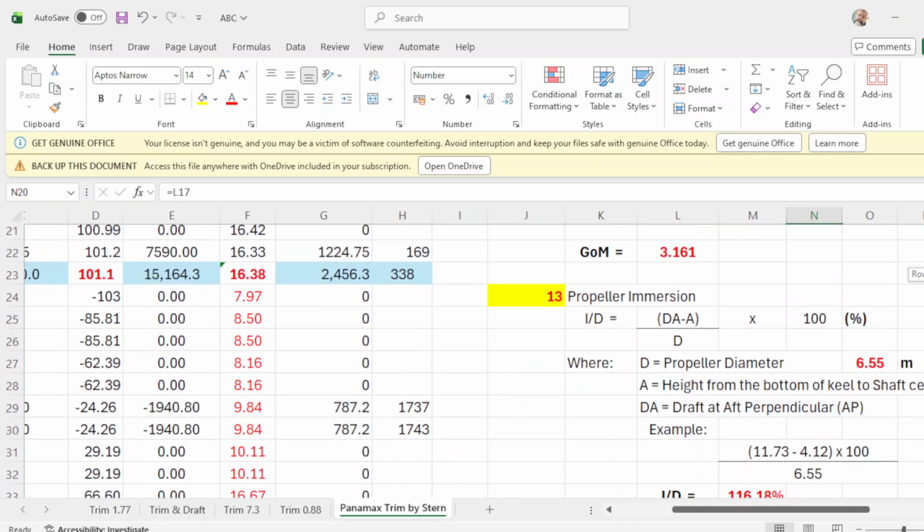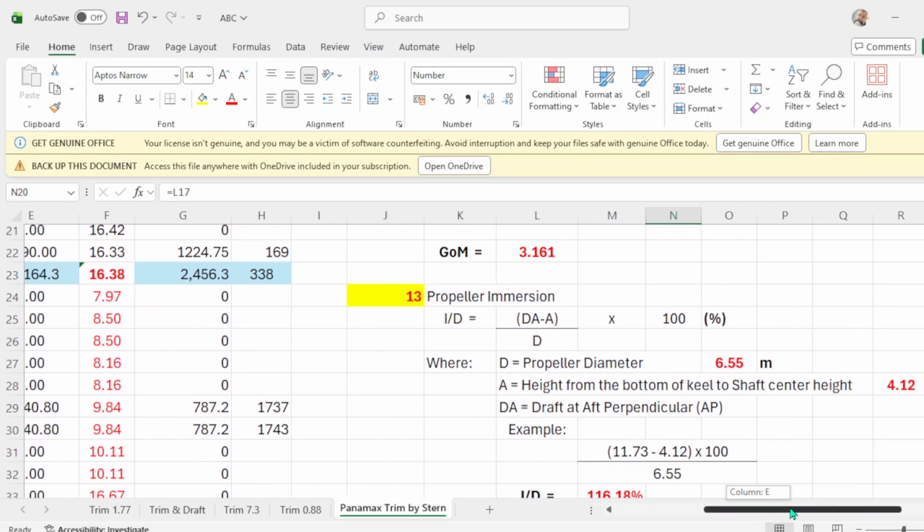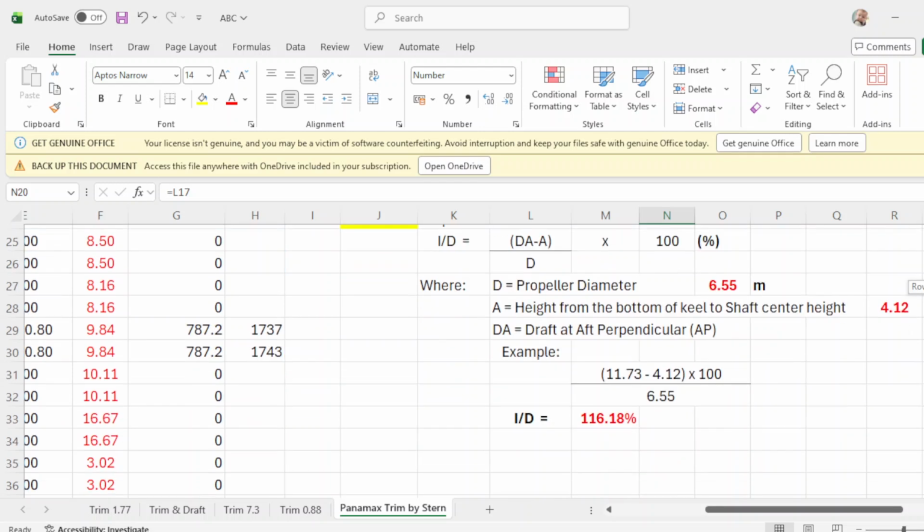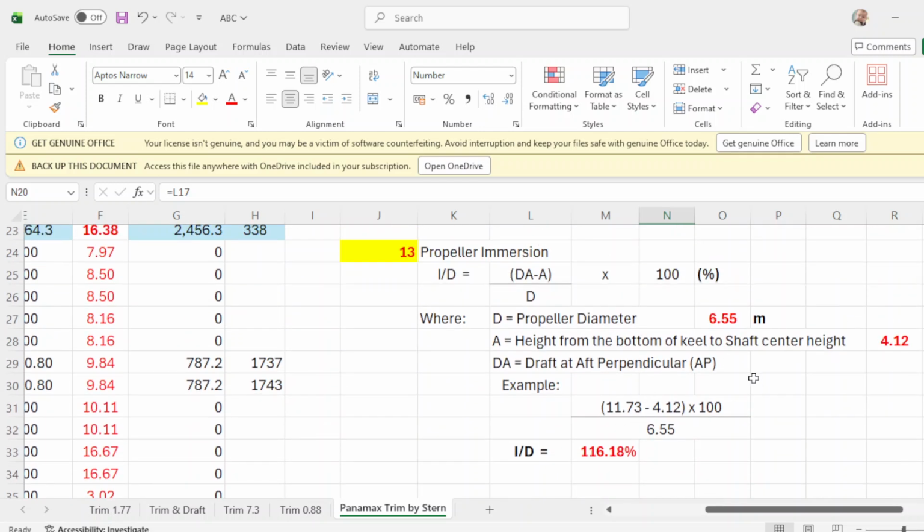Then this one is an explanation, another formula for how to get your propeller immersion. But I will not discuss this one. Please search for the explanation of this one. This is your immersion.